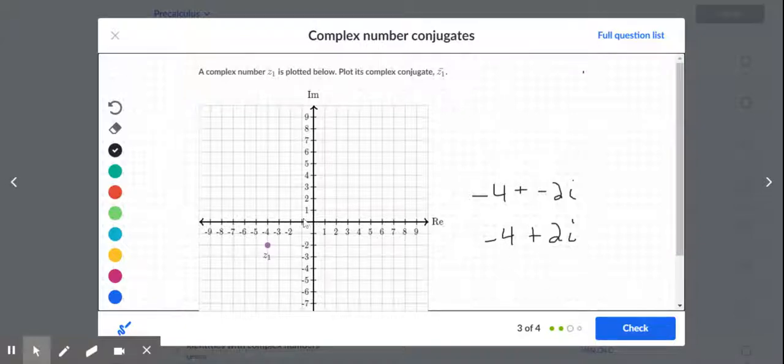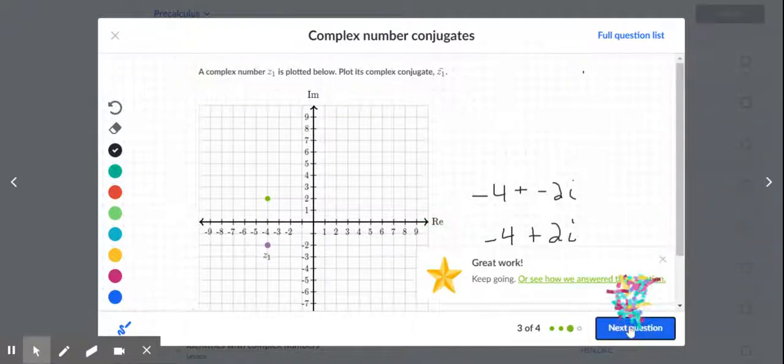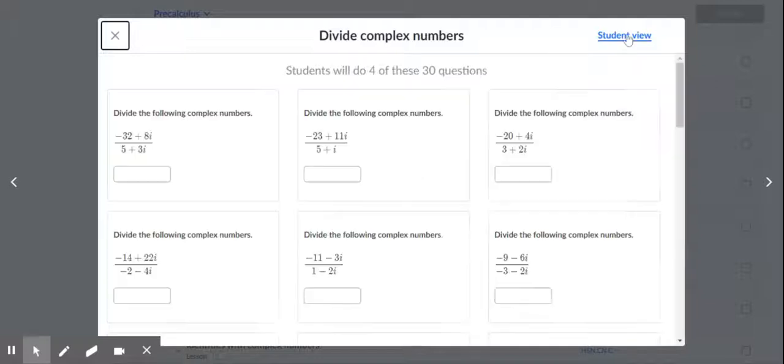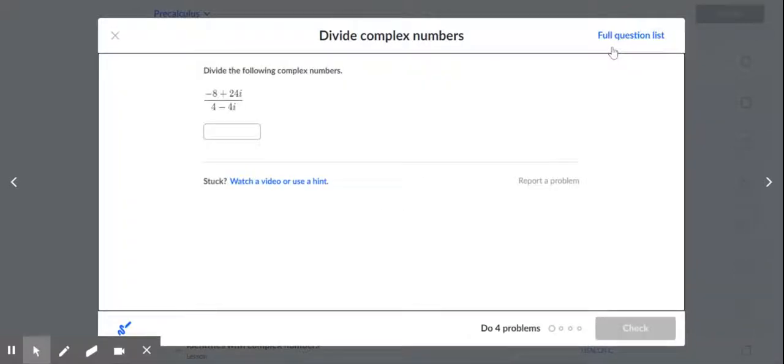And where can we chart that? Well, let's go over -4 and let's go up to 2. That's the conjugate. The conjugate is just a reflection over the real axis, which is what we usually call the x-axis. Now, we're going to use that conjugate on the other assignment. In order to divide complex numbers, we have to use the conjugate.